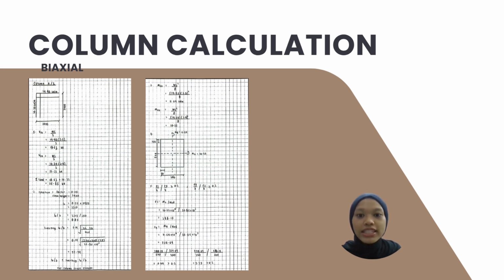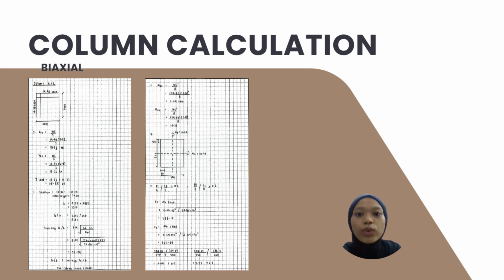Next, we also need to determine whether the column is slender or not by calculating LO over B and limiting LO over B. It turns out we got LO over B is lower than limiting LO over B. Hence, the column is not slender.